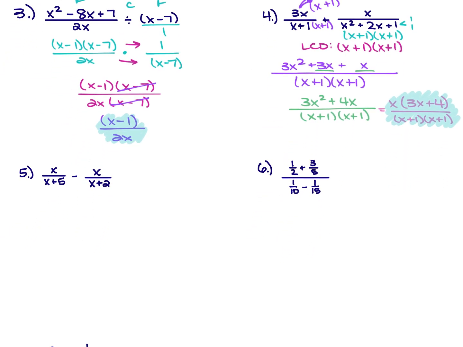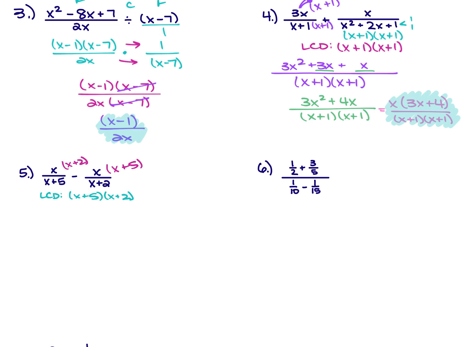For number 5, you're given x over x plus 5 minus x over x plus 2. Your least common denominator between these two fractions is the x plus 5 and the x plus 2. So if we multiply the first fraction, top and bottom, by x plus 2, and the second fraction, top and bottom, by x plus 5, that'll give us our least common denominator in both of these fractions.